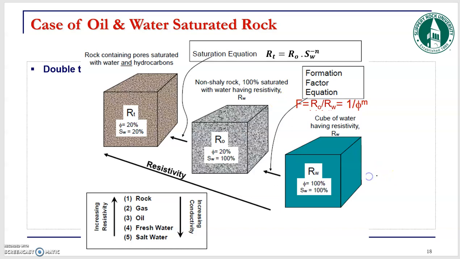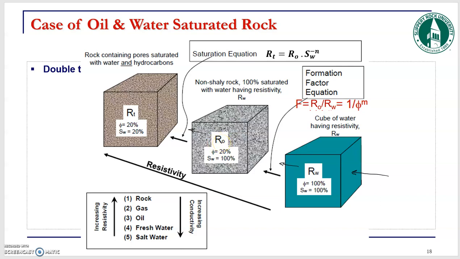In the first case that we are measuring the resistivity of the brine, we pass current through the brine and we measure RW. In the case of RO, we have a rock 100% saturated with the same brine, and we pass current through the rock, and the rock might have a porosity of, for example, in this case 20%, right? And we saturate it 100% with the same brine, and we measure the resistivity, and we call it RO.